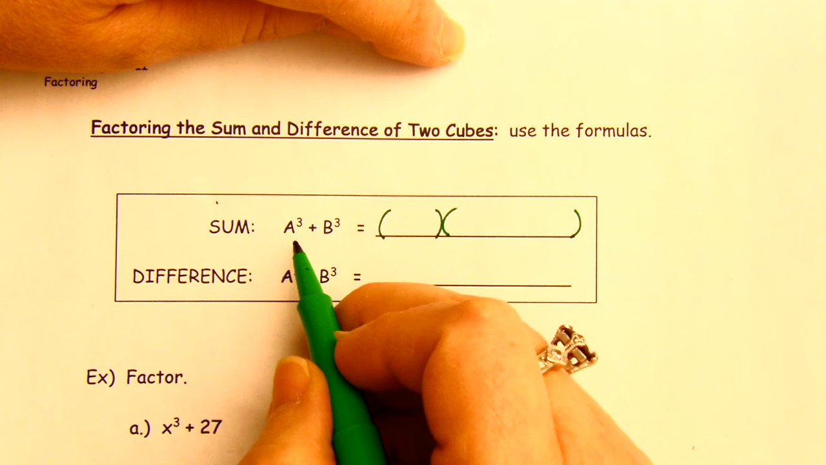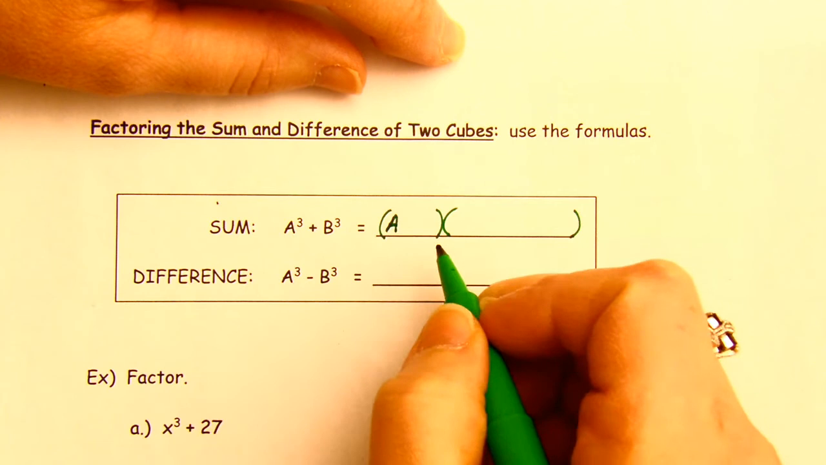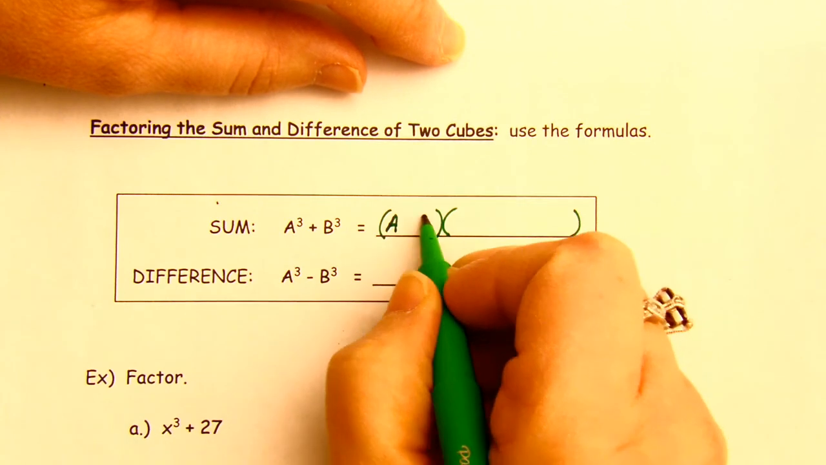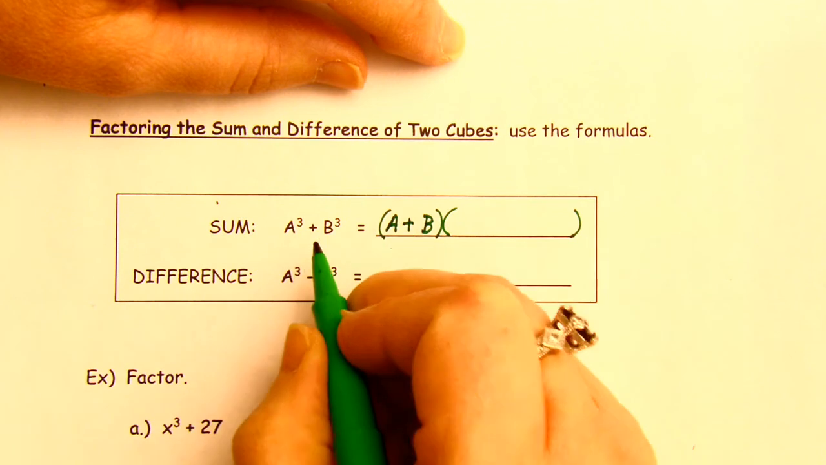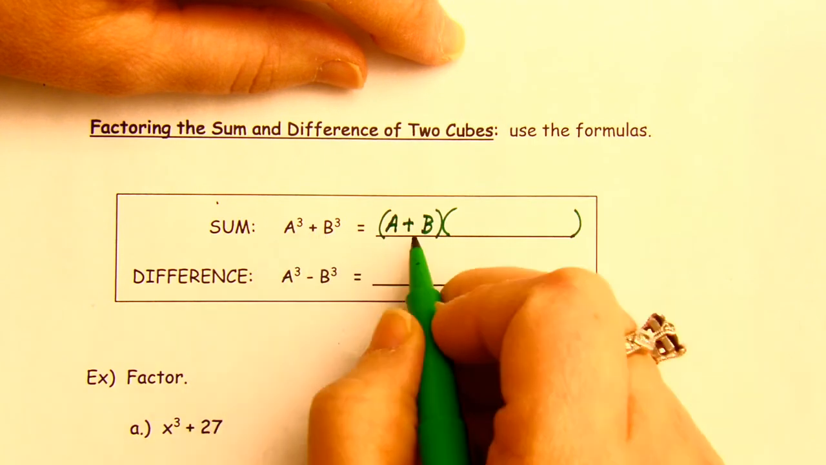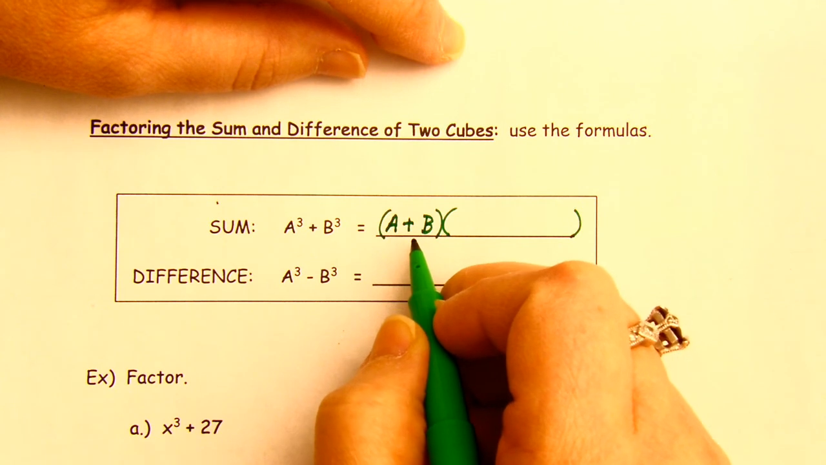Okay, so what's the cube root of a cubed? Well, that's a. And what's the cube root of b cubed? Well, that's b. And the sign in the middle, you keep it. Okay, if this is a cubed plus b cubed, then this is going to be a plus b times the quantity.